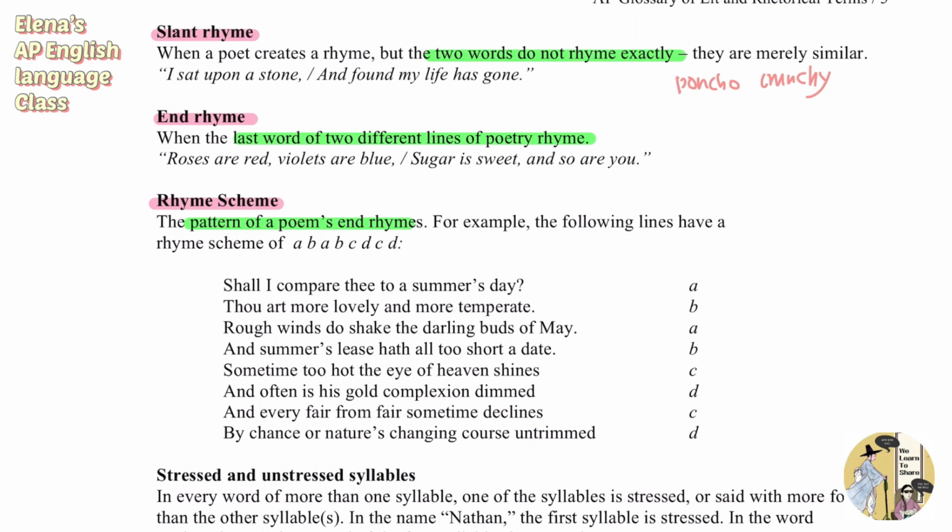And you can see that the letters from A to D match each verse. Firstly, in the rhyme scheme of A, you can see that one line ends with "day" and the other A ends with "May." So day and May both rhyme, right? You can explicitly see how they rhyme together. Also, for B, temperate and date both rhyme, as they end with "ate," right? And in C, shines and declines. And in D, dimmed and untrimmed.